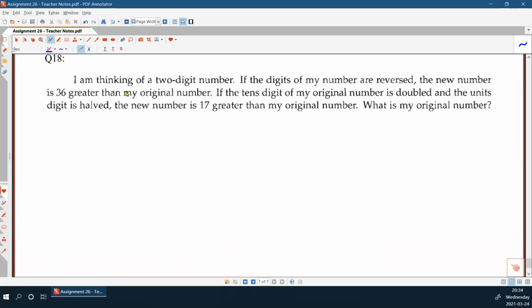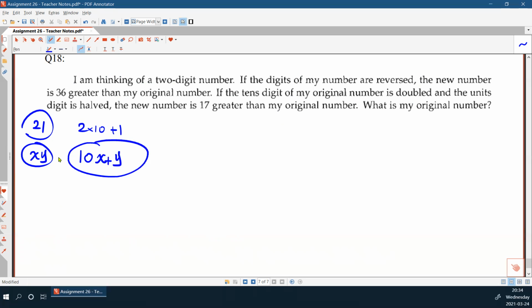So how do we represent a two-digit number? Suppose, for example, we have 21. How do we express 21? 21 is 2 times 10 plus 1, right? So if we have a two-digit number, suppose it's xy, how do we express this two-digit number? It's actually 10 times x plus y, right? This is a quantity of this two-digit number.